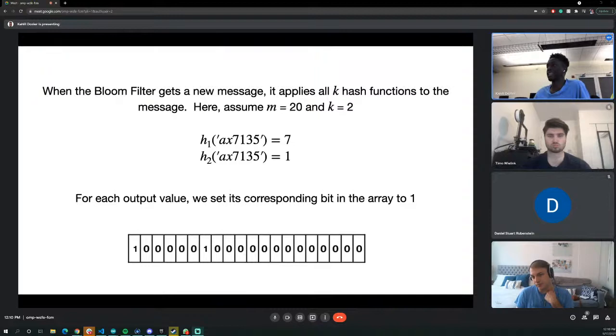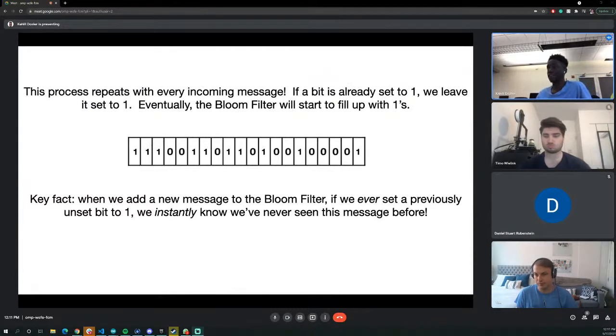It just applies these K hash functions to the message. Imagine a message AX7135 comes in. It applies our K equals 2 hash functions. We get, ideally, 2 different numbers in the range of 1 to 20. Here, as an arbitrary example, let's say it's 7 and 1. And all we do is set those corresponding bits in our array. As you can see below, the Bloom filter bits 1 and 7 are set to 1. And we just repeat this process over and over as we get new messages.